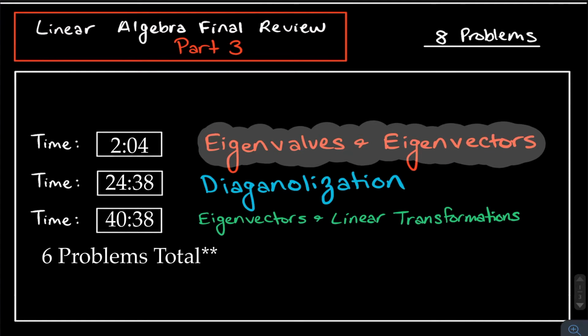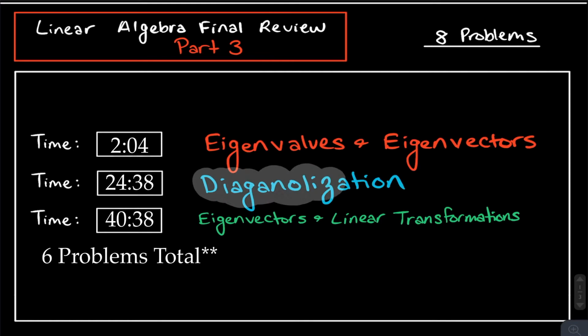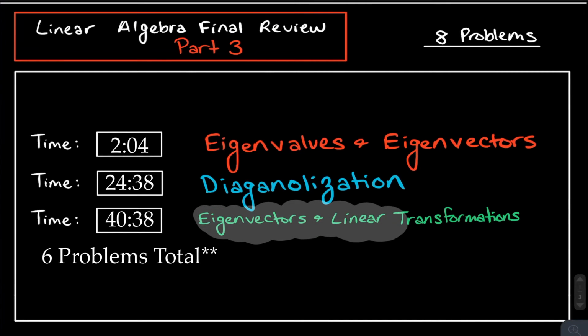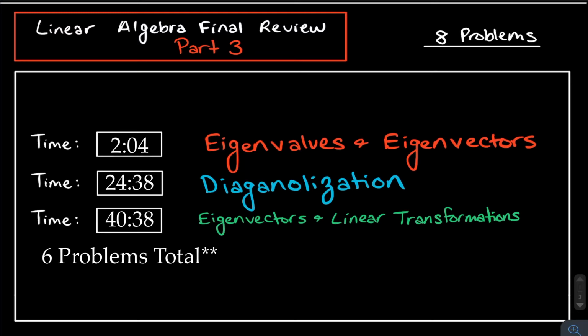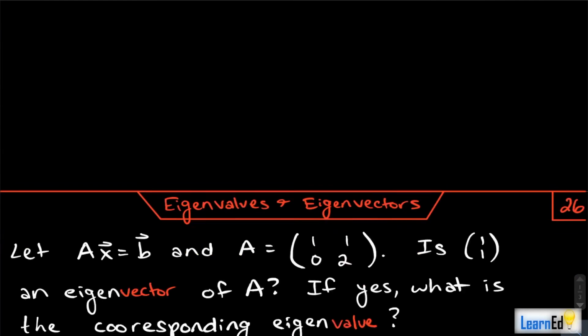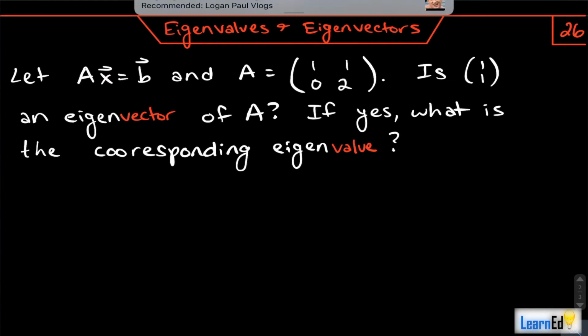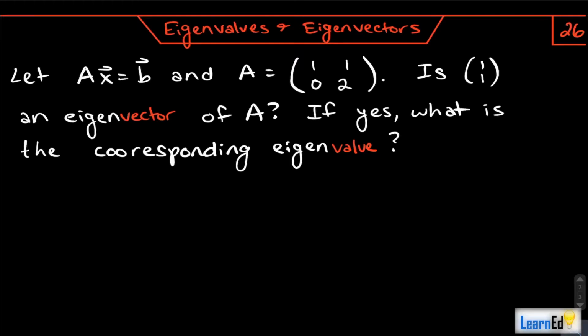We have eigenvalues and eigenvectors first, and then we have diagonalization. So we'll talk about the diagonalization of a matrix, what that's good for, things like that. And then we'll have a question on eigenvectors and linear transformations, just to put the nail in the coffin, making sure that you are set for your linear algebra final. Okay, all that being said, let's move on to our first problem, and that's going to be problem 26, because as I mentioned, in part 1 we did 12 problems, and in part 2 we did 13.